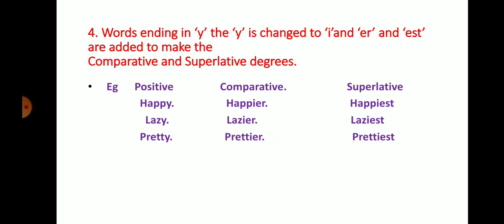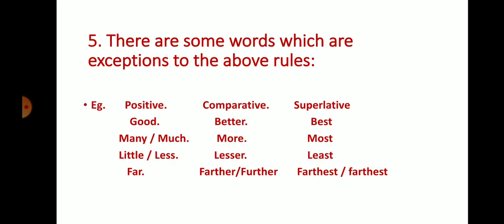H-A-P-P-I-E-R. If you notice, in the positive, happy, the y is there, but when you go to the comparative, the y changes into i and it becomes ier. And when you go to the superlative, again the y changes into i. So in the comparative and the superlative, y is changing into i. In the same way: lazy, lazier, laziest; pretty, prettier, prettiest. So let's go to the next.